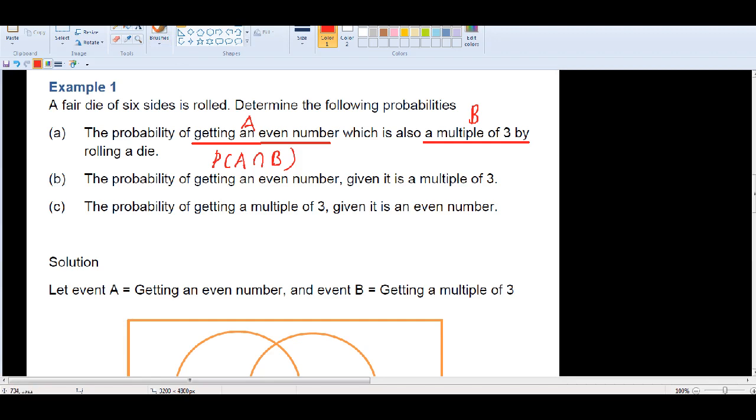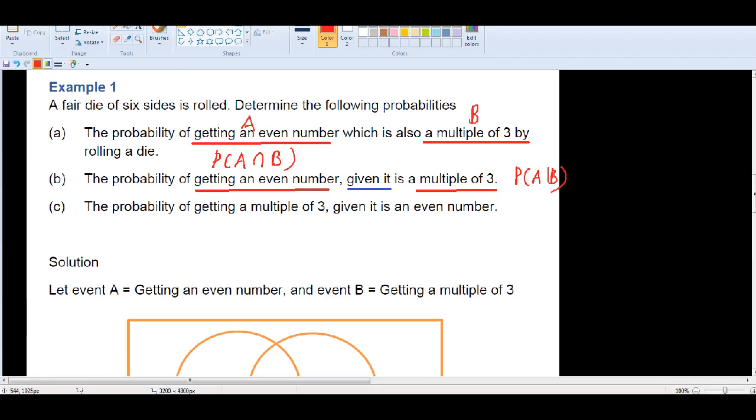B, the probability of getting an even number, given it is a multiple of 3. For this one, the probability of getting an even number is A, given it is a multiple of 3, so that's B. But there's a very important word here that makes it different from what we were asking in the previous part: given. If it's given, that means we already understand it must be a multiple of 3 in the first place, and then you are going to find the probability that gives you an even number. So this will be a conditional probability of A given B.